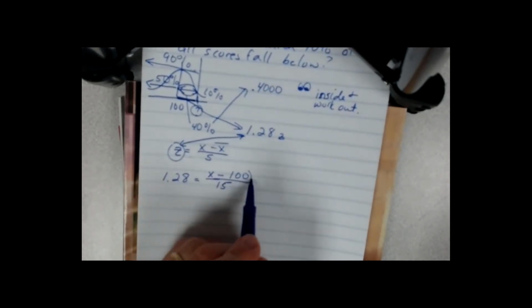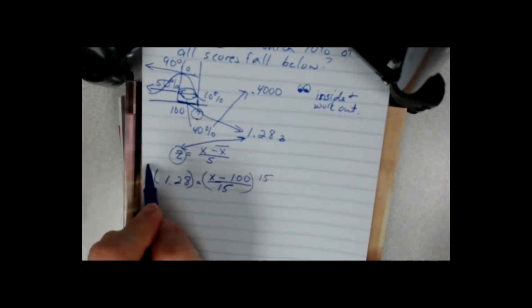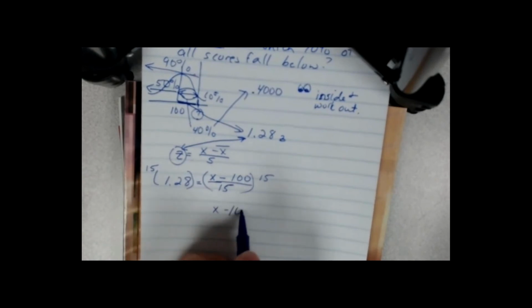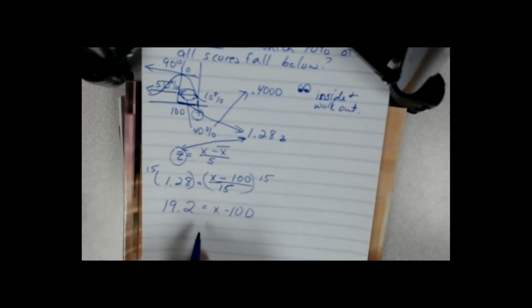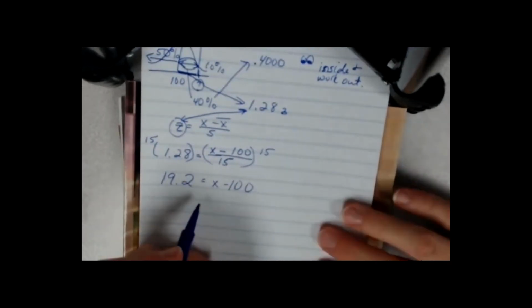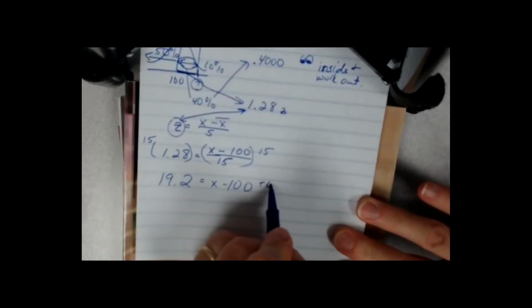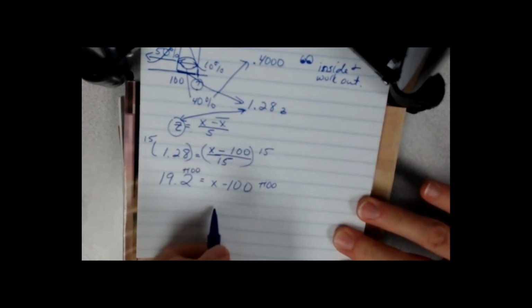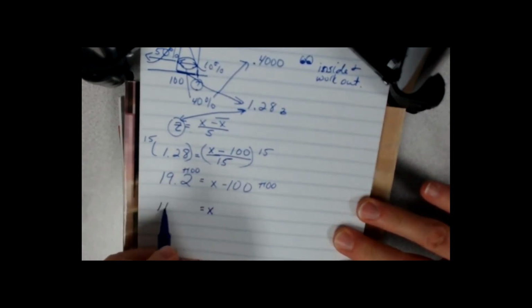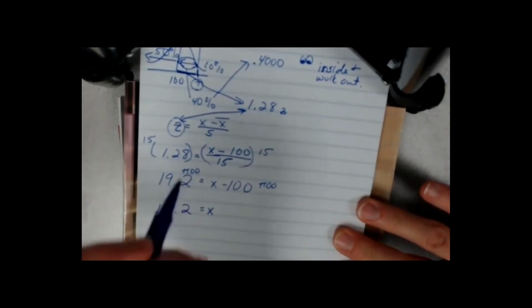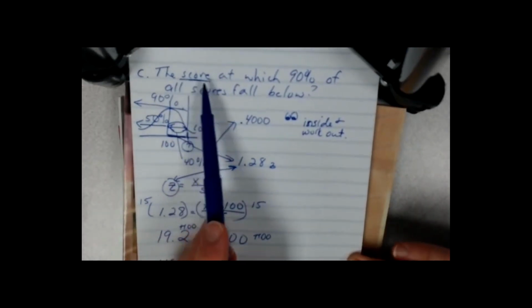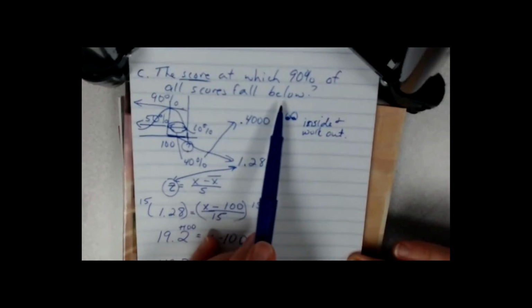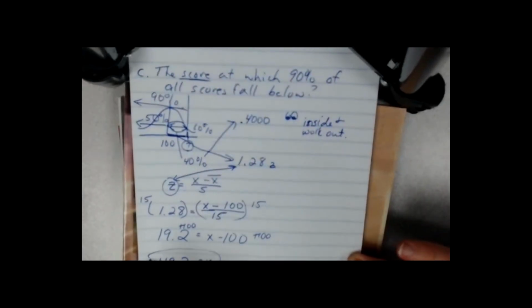In order to get rid of the fraction, I'm going to multiply both sides by 15. So now on this side of the equation, I have x minus 100, and on this side of the equation, I have 15 times 1.28, which is 19.2. I need to get the x by itself, so what I'm going to do is add 100 to both sides of the equation. So I now have x on its own on this side and 119.2 on this side. So the score at which, if we go back up here to what we were doing before, it's asking us the score at which 90% of all scores fall below. And that score is 119.2.